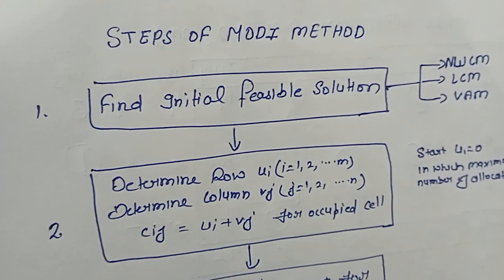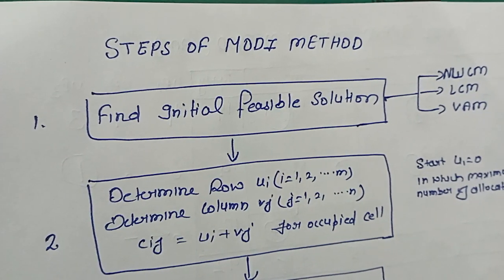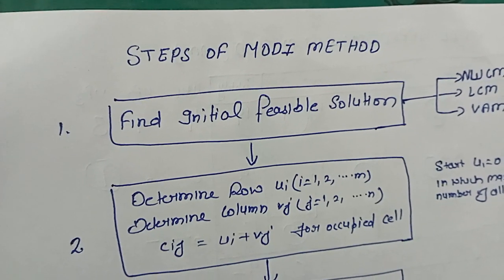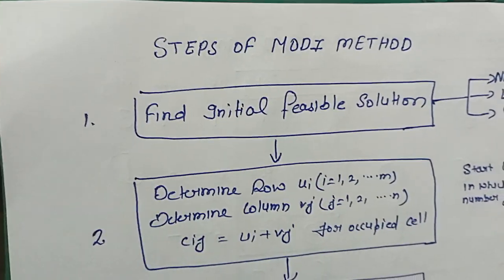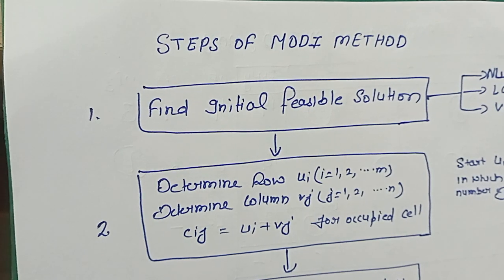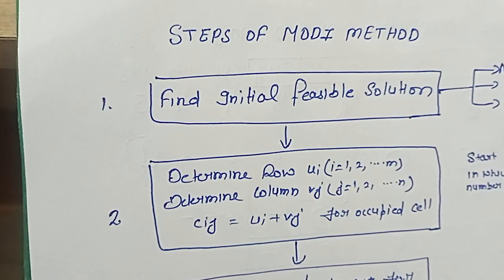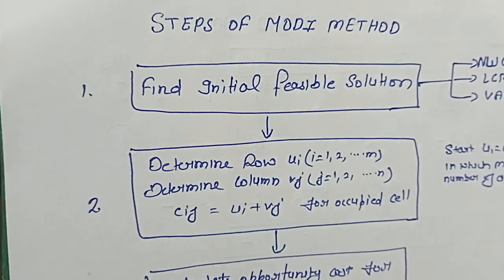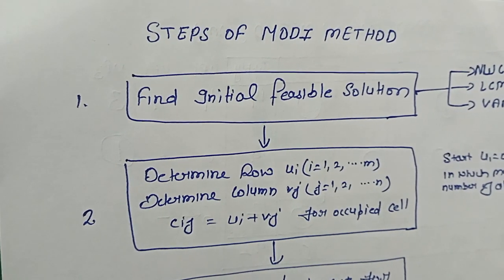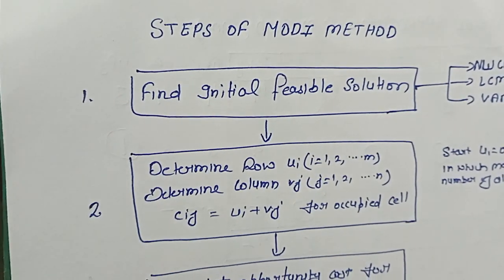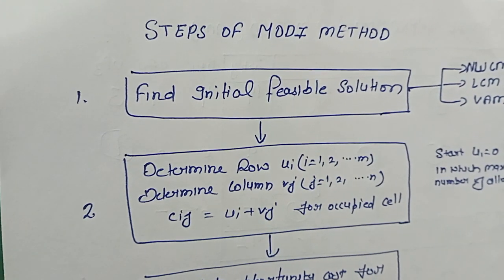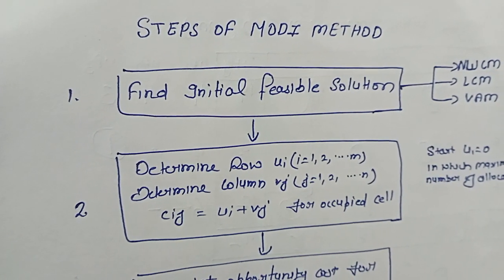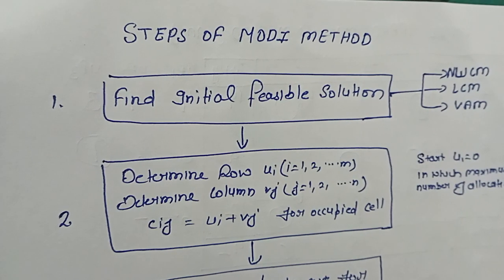Today in this video we discuss the steps of the MODI method. MODI stands for the Modified Distribution Method. The MODI method is an iterative technique for moving from an initial feasible solution to an optimum solution. In order to apply the MODI method, the number of allocated cells must always be equal to the sum of rows and columns minus 1, meaning m plus n minus 1.